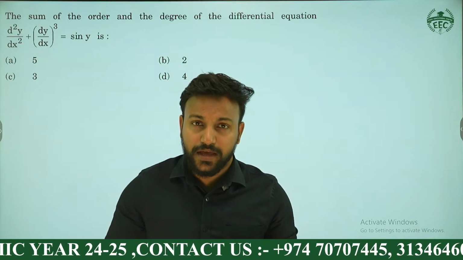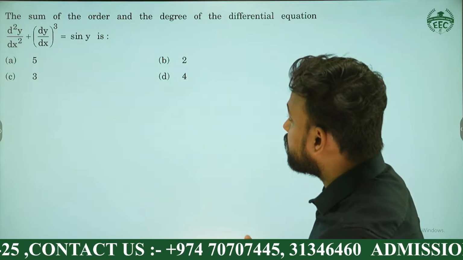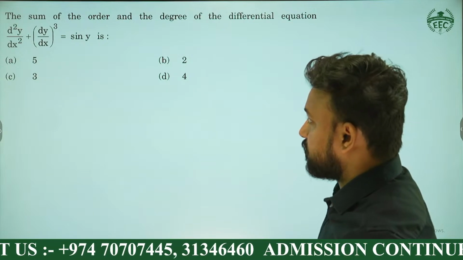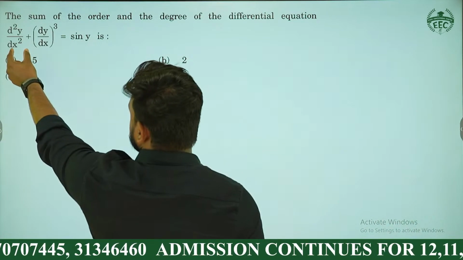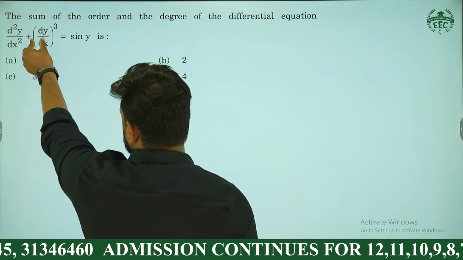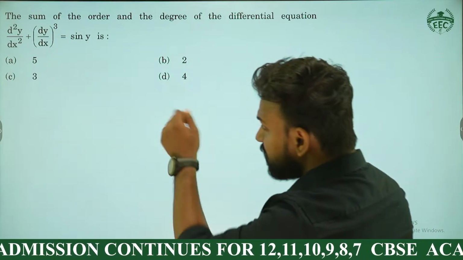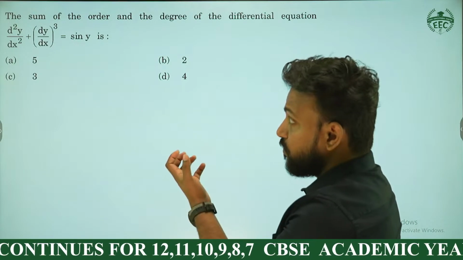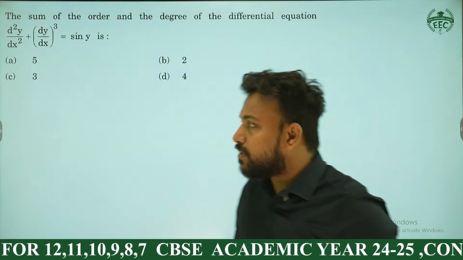Anyway, we can go to the first question: the sum of the order and the degree of the differential equation. They have given you a differential equation: d squared y by dx squared plus (dy by dx) the whole cubed is equal to sine y. It is a differential equation because it contains derivatives, that is d squared y by dx squared and dy by dx. Let me ask you one question.